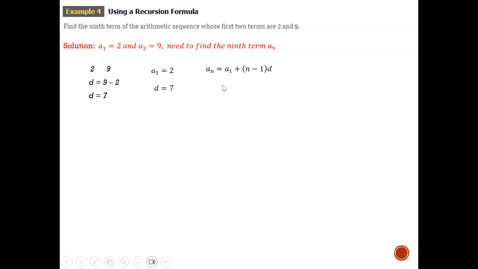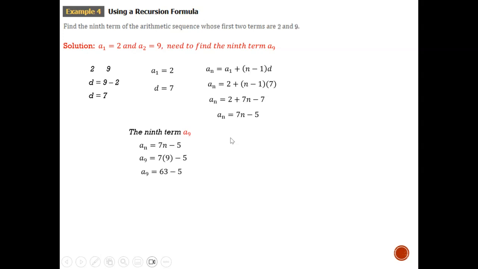So what we do is plug into the formula. A1 is 2, and my d is 7. So plug them in there. Now I'm going to distribute. This is going to give us 2 plus 7n minus 7. 2 minus 7 will give us negative 5. So it's going to give us An equals 7n minus 5. There's my answer formula. Now we're looking for the 9th term, so we're going to plug in 9 where the n is. It will give us 63 minus 5, which is 58. The answer is 58.